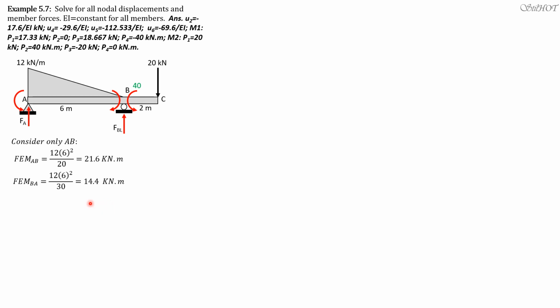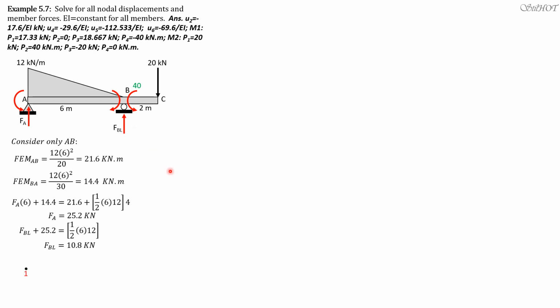Summation of moment at B equals 0. So FA times 6 plus 14.4 equals 21.6 plus 1 half of 6 times 12 times 4. Moment arm is 4. So FA is 25.2 kilonewton. FBL plus 25.2 equals 1 half of 6 times 12. So you'll get FBL equals 10.8 kilonewtons.